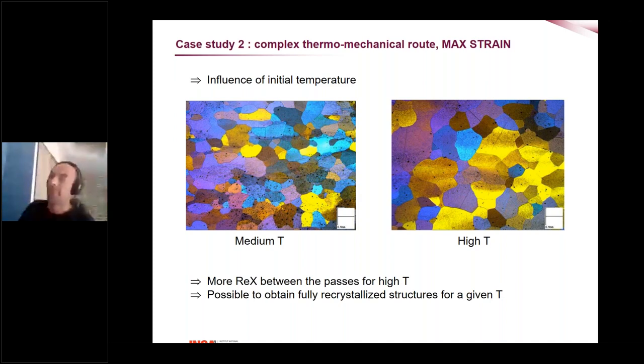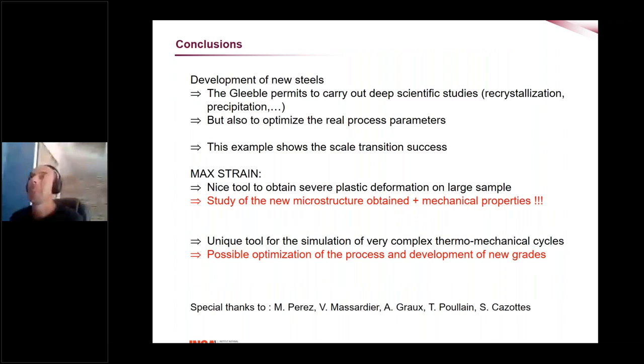Okay, so I'm going to my final conclusion here because I guess it's almost time. In the first part, I tried to show you the development of new steels. I think, and this is really my way of thinking, the Gleeble is at the same time the perfect tool to carry out deep scientific studies about phase transformation, precipitation, recrystallization, but also to optimize a real process. And that's quite unique because you are able to mimic the process in a very nice way. And here I show you, during these examples, that we went through the scale transition and it works quite well. So the things that we have done in the lab, you can use directly for your industrial process.